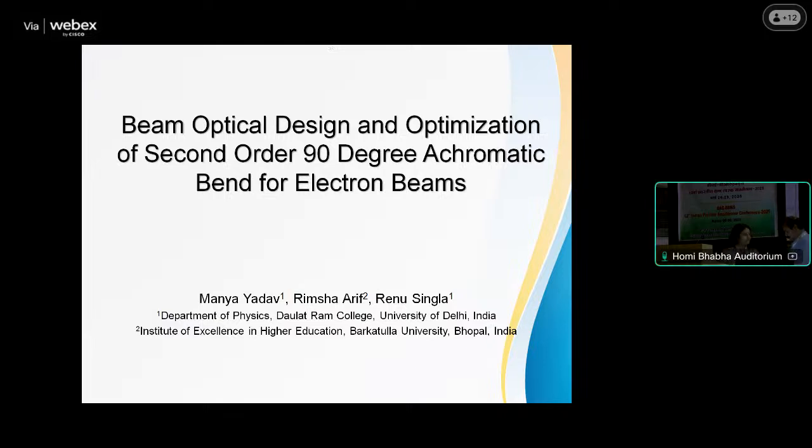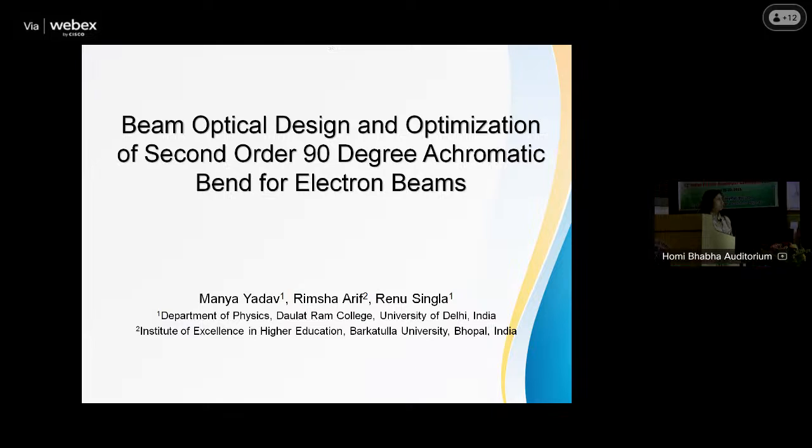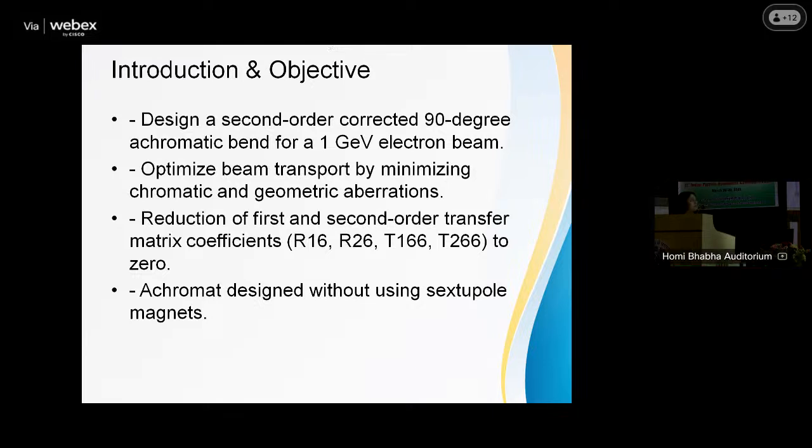Good afternoon, everyone. My name is Manya Yadav. I am a BSc third year student from University of Delhi, and I'm currently exploring my research with the help of IUAC Delhi. And today I'm presenting beam optical design and optimization of second order 90-degree achromatic bend for electron beams. So our main objective was to design a second order achromatic 90-degree bend for a 1 eV electron beam.